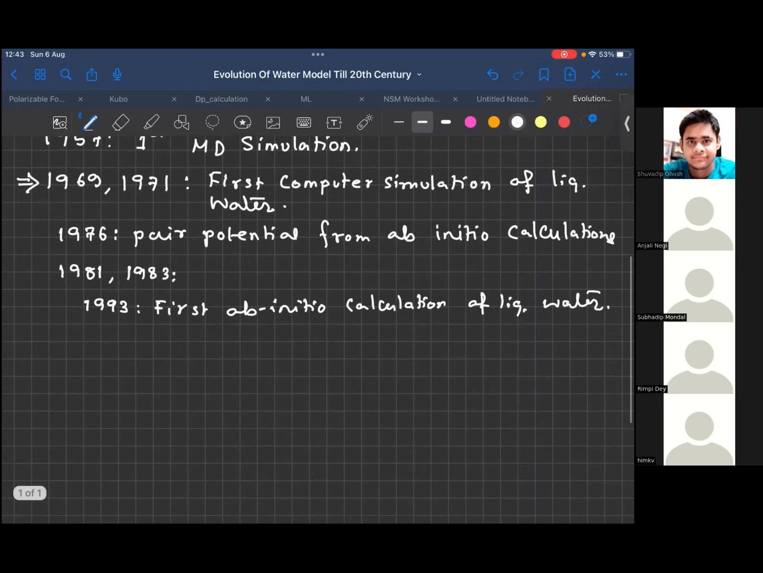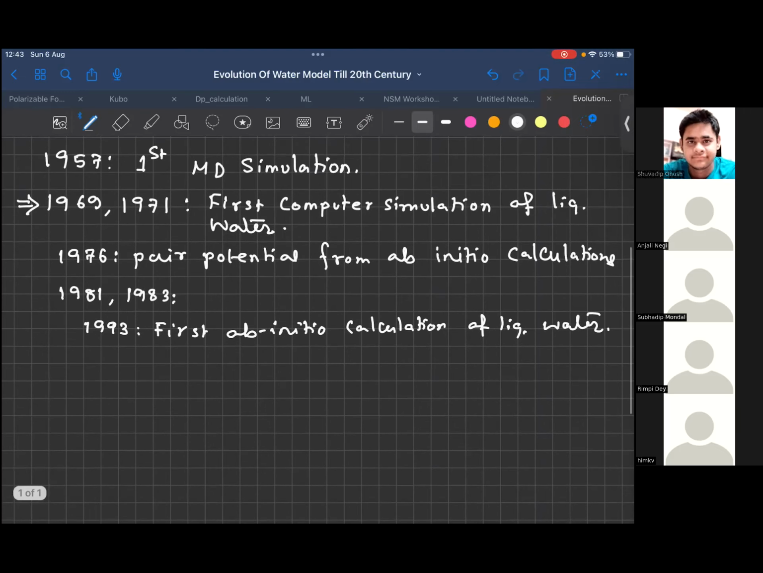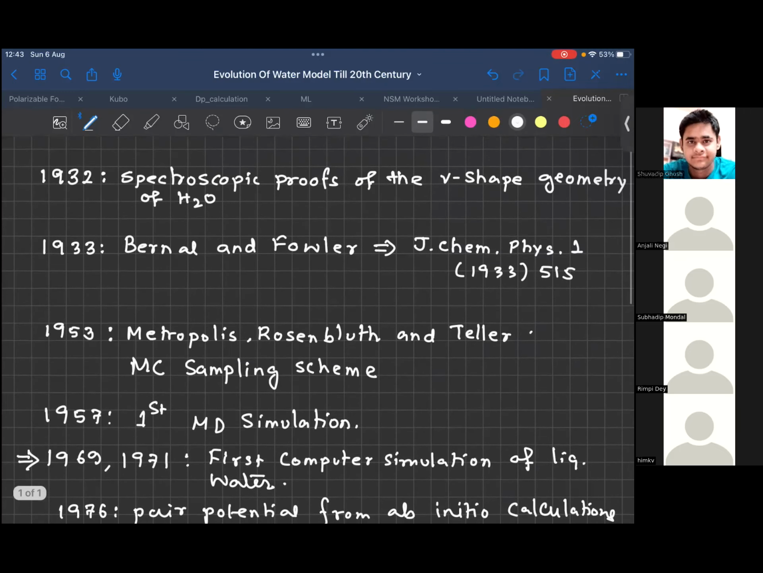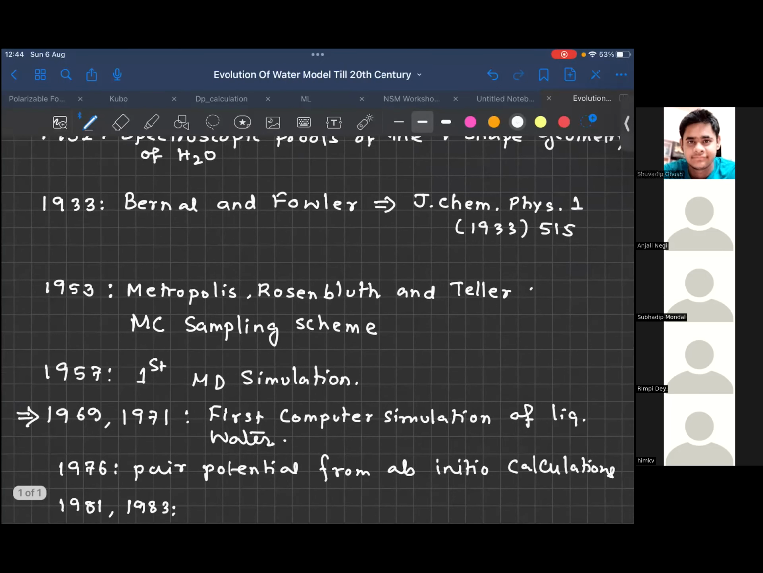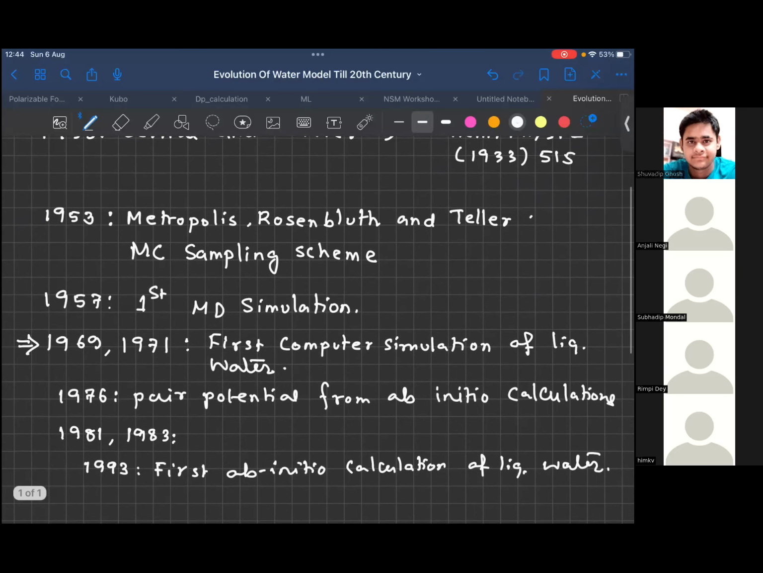So if you see the timeline, starting from 1932, there's a pre-computer era, and the computer era comes around 1950, and from 1933 the journey goes on. Today we'll basically discover how people encountered such problems and how people solved them in terms of water models. This is the brief I wanted to give in this portion.